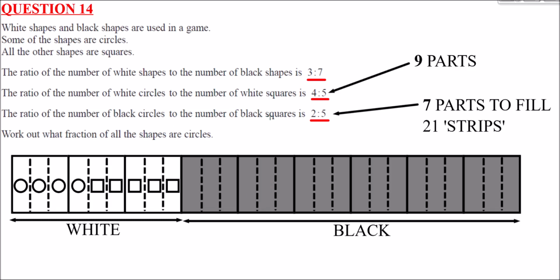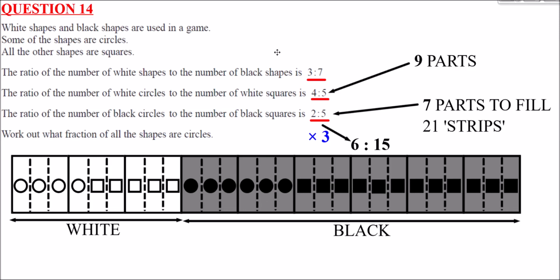Think of it in terms of strips. I've got 21 strips here, but 7 parts. I could multiply this by 3 to make the numbers match. So if I times this one by 3, I've got 6:15. So I can have 6 lots of black circles here, and then 5 lots of black squares here. So that's my representation done.